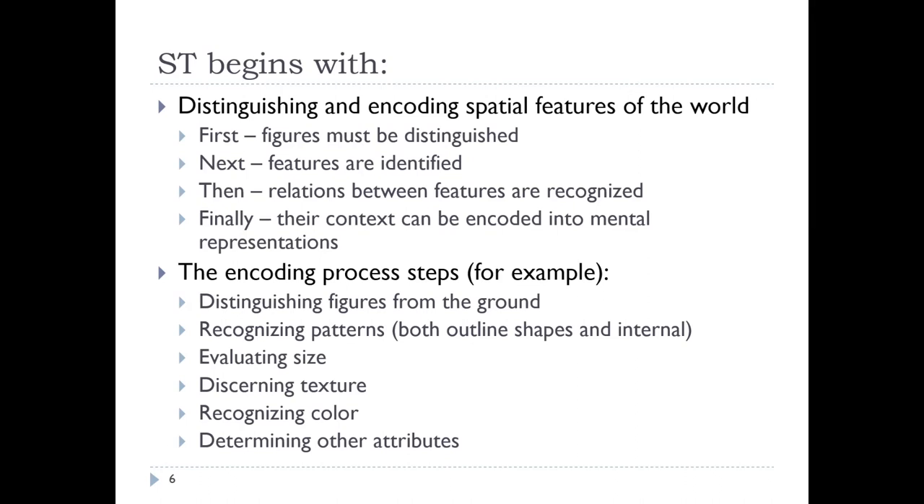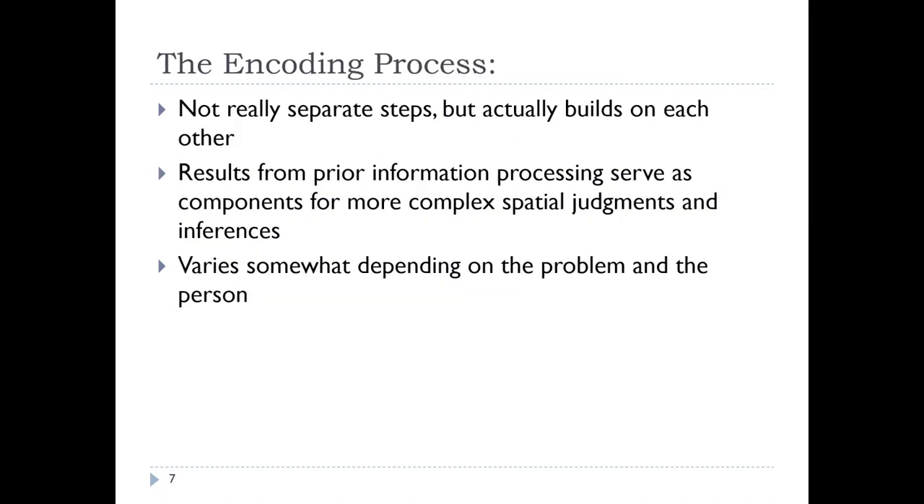Okay. And so the encoding process steps, just for an example: you distinguish some feature on the ground, you recognize the pattern, maybe the shape, the outline, maybe something about the internal patterns that are there. You go, okay, what's the size of this thing? That's typically contextual in relationship to other things. Is it bigger than a car? Is it smaller than a car? Is it the size of a football field? You look at its texture. Is it smooth? Is it rough? Is it wiggly? You've got the color. Okay. And any other things that you particularly notice about that. Again, the more you think spatially, the more different attributes you'll come up with.